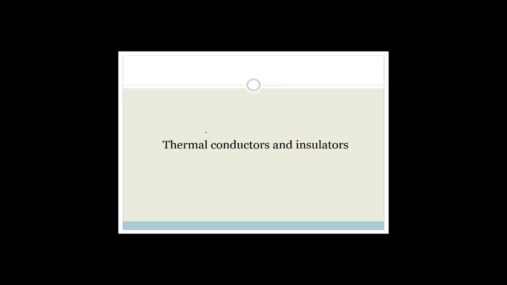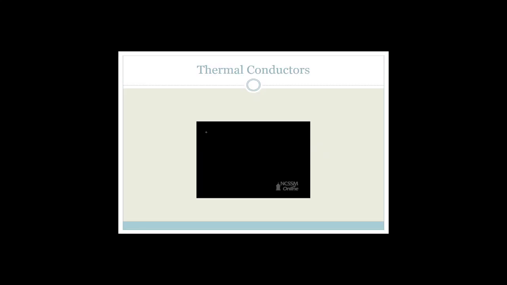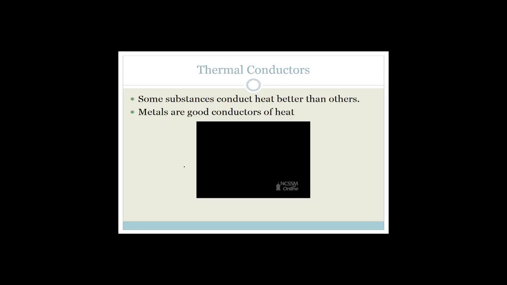So now let's talk about thermal conductors and insulators. We've been talking about electrical conductors and insulators. Now we're talking about thermal. Thermal is heat. So I've got a little video, but before we show you the video, let me tell you about some stuff. First of all, some substances conduct heat better than others. And metals are obviously good conductors of heat, and we've spoken about that, and it's because the electrons can freely move.